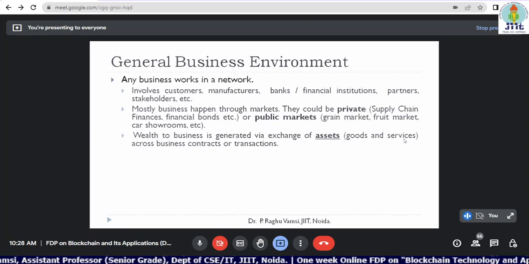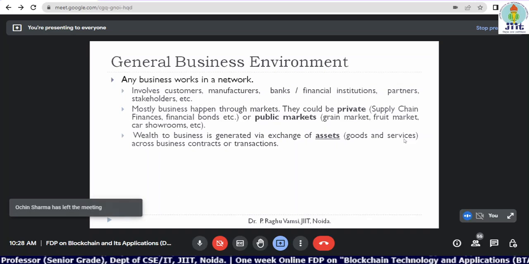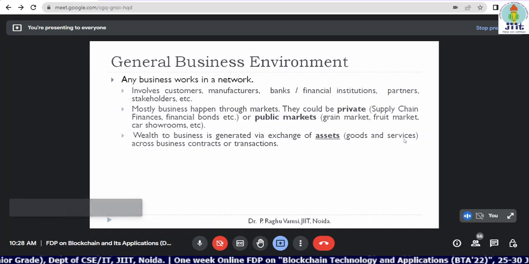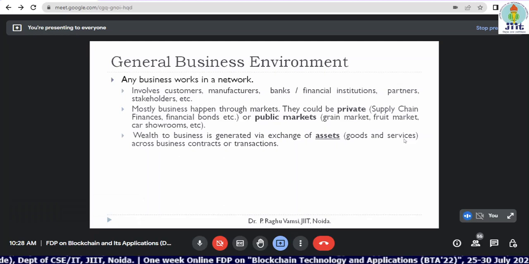So you take the services and you pay the amount, or you may purchase the goods. Goods are also a kind of assets. So wealth to business is generated via exchange of assets, goods and services, across business contract or transaction. So here, please remember business contracts. So you will go for paying the amount for the product that you purchase.